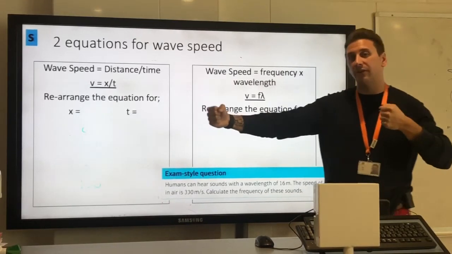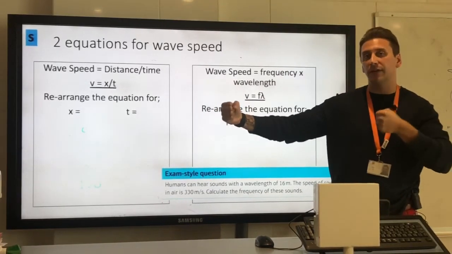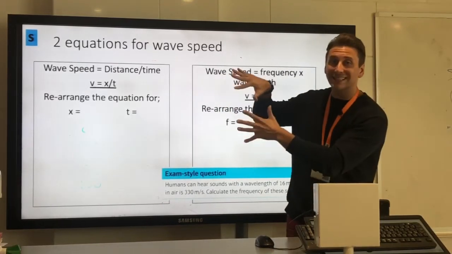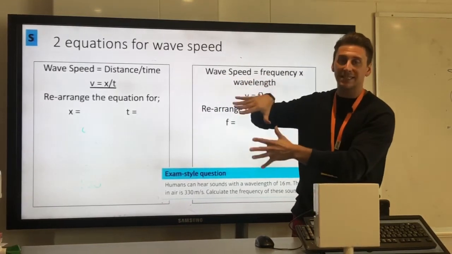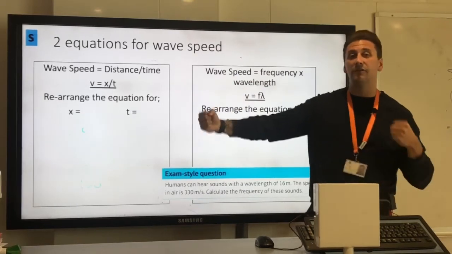So the wavelength can be found by the distance between the 2 microphones when the 2 waves on the oscilloscope go back to being the same wave. Alright? So that's how I find my wavelength.